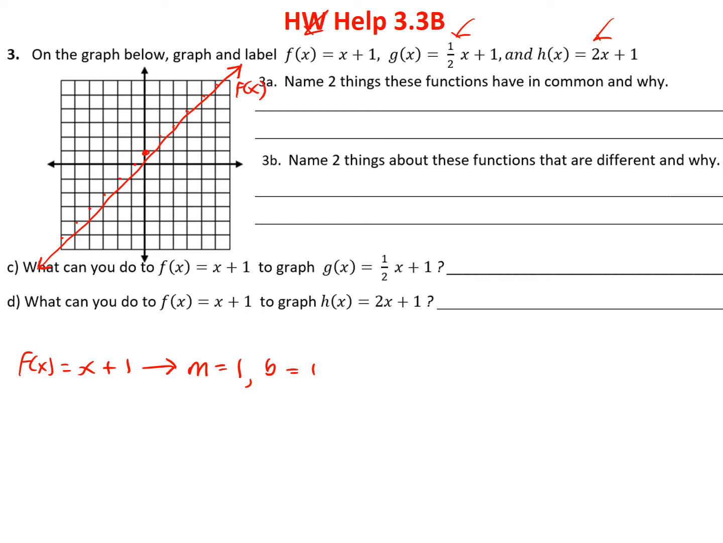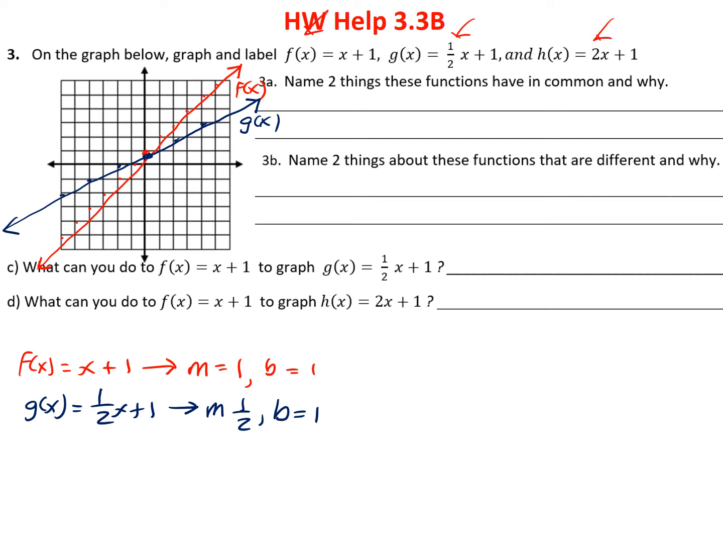Okay? Our next one, g of x. G of x equals 1/2 x plus 1. So my slope now is 1/2, but my b remains the same. So when I'm graphing that, I'm going to start at the same point, but this time my slope is up 1 and over 2. So I'm going to go up 1 and over 2, and then down 1, back 2. And so now it goes to the same point, but it looks something like that. So that is my g of x.